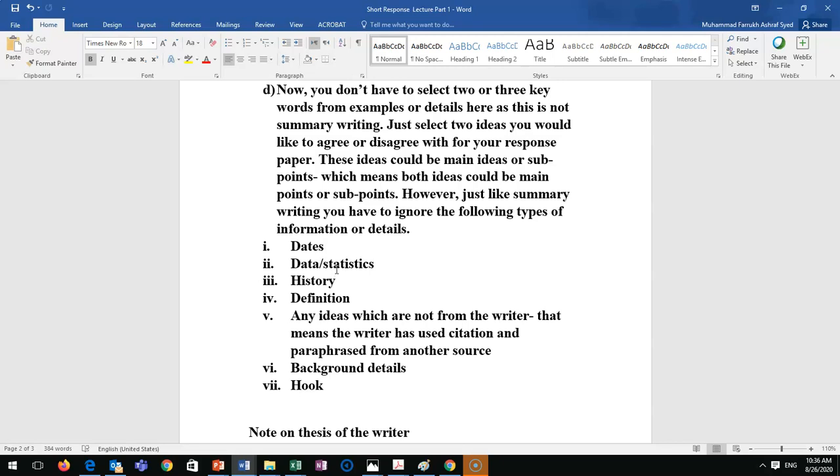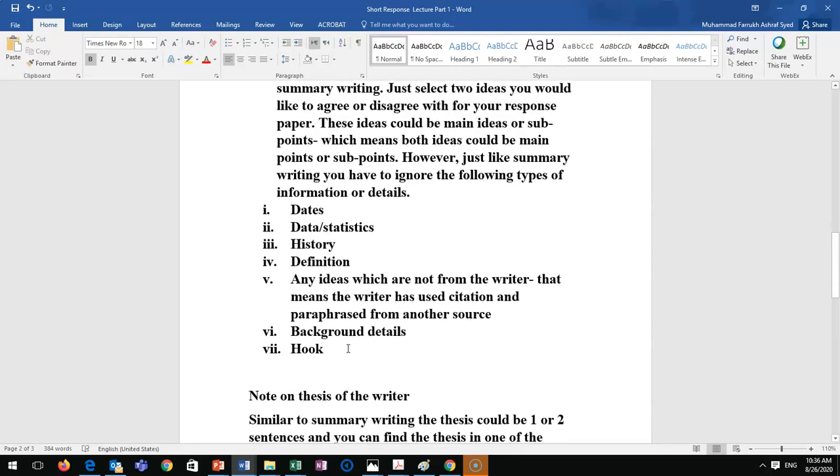You cannot select the 2 ideas from this list. You cannot select a date. Of course, anyway, if you select "in 1920, the first electric car was invented," how do you agree or disagree with that? What can you write? What would be your logic there? And data, history, definition, ideas which are not from the writer. So he took them from a book or a website, and he gives citation. The writer is giving citation. So you cannot use them.